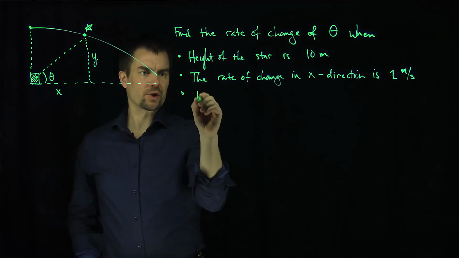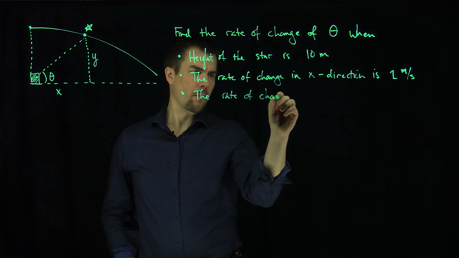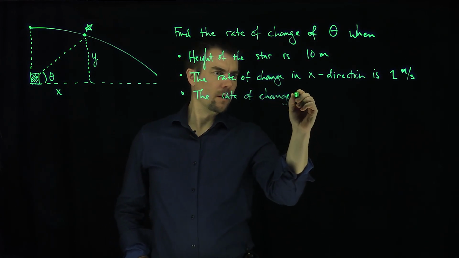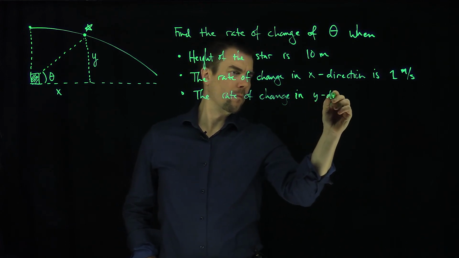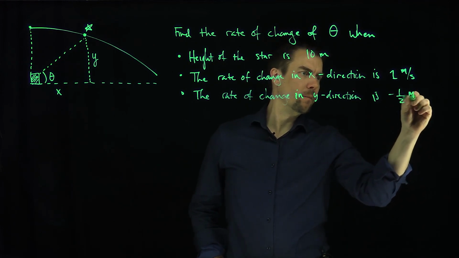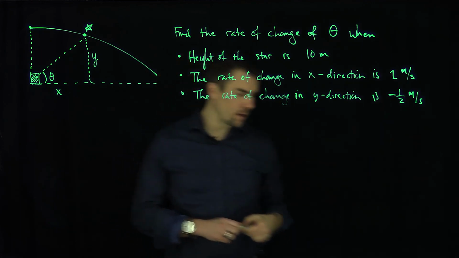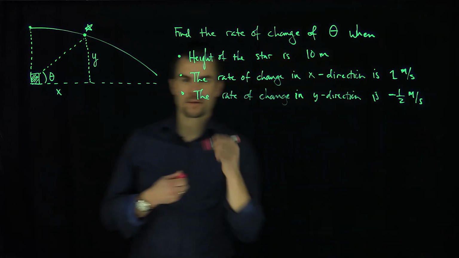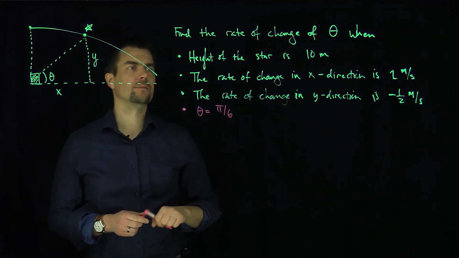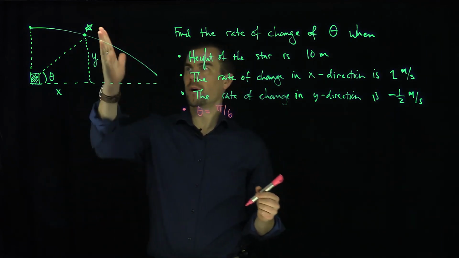The rate of change in the y direction is negative 1/2 meters per second, meaning that the star is falling, right? I have negative 1/2 meters per second. And the angle that's tracing in theta initially is going to be pi over 6. Okay, so I have these conditions. The initial angle is pi over 6, and it's about 10 meters above the ground.